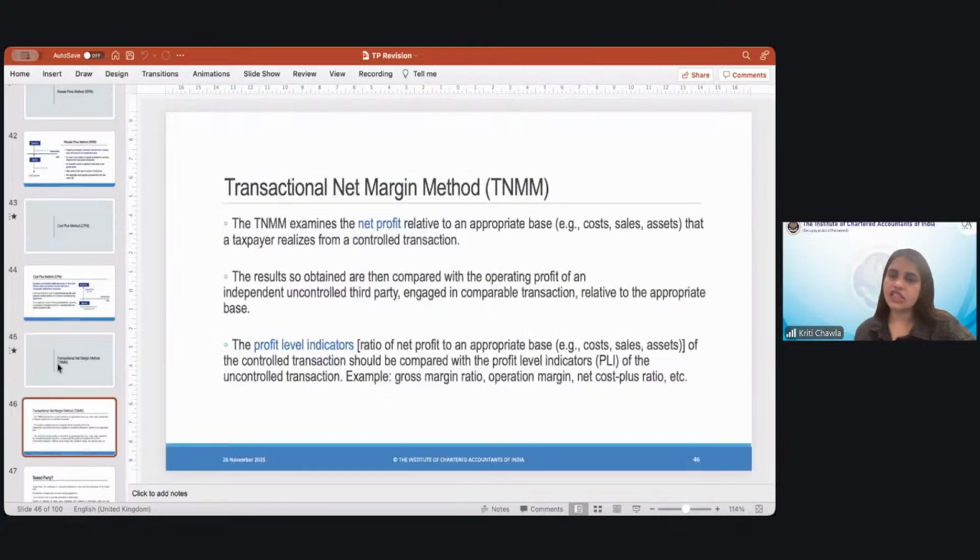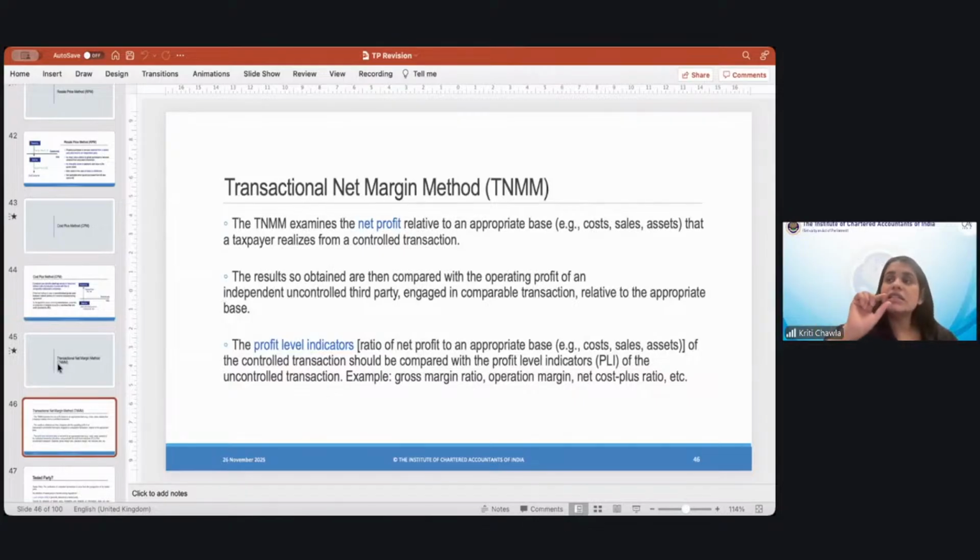The next is transactional net margin method. Now, the transactional net margin method actually examines the net profit in a particular transaction. So if you have a transaction, you have to calculate the net profitability of that particular transaction and compare it with the net profitability which is earned by an independent party, in the independent enterprise out there. If you're able to compare the net profit and that is at arm's length, then you have applied the transactional net margin method. So it basically examines the net profit which is relative to a particular base.